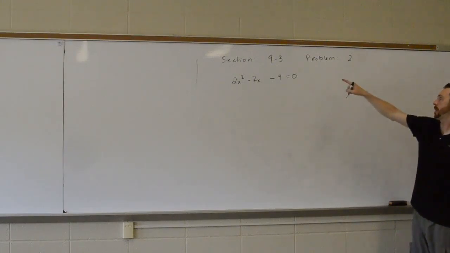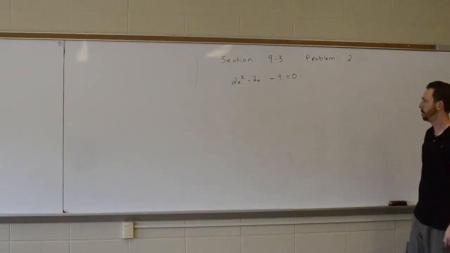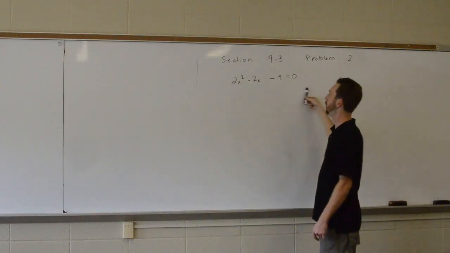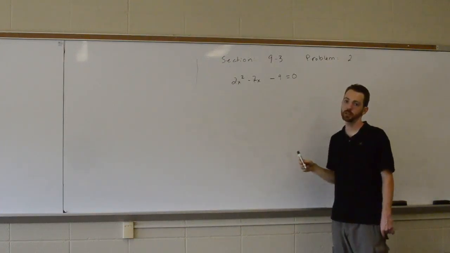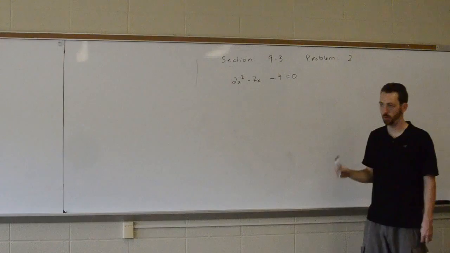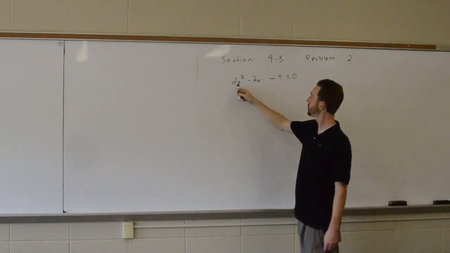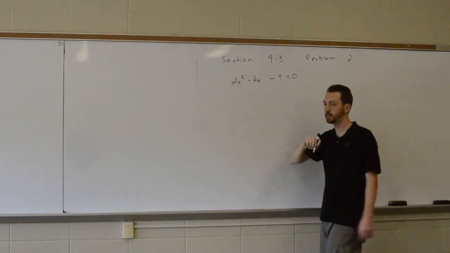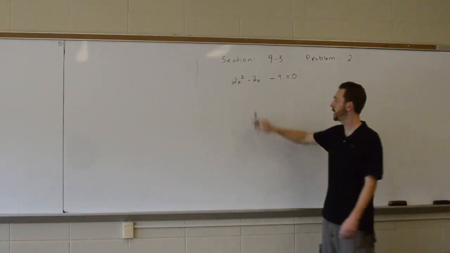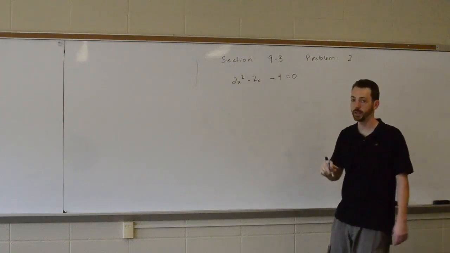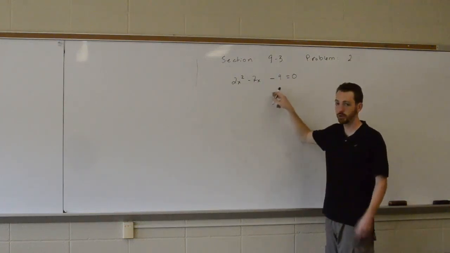Here we're doing section 9.3, problem number 2 from the book. We need to find out what the solutions to this equation are using the quadratic formula. So first we need to make sure it's in quadratic form, which means that we have an x squared term, an x term, and a constant term, that they're all on the same side of the equation, and that the other side has 0. So this is in quadratic form.